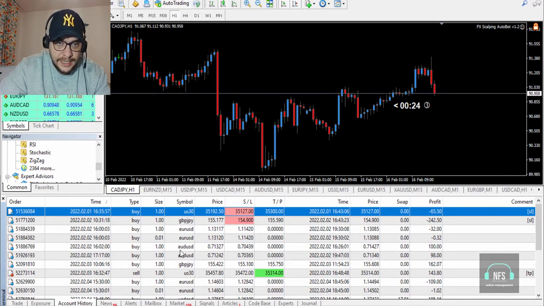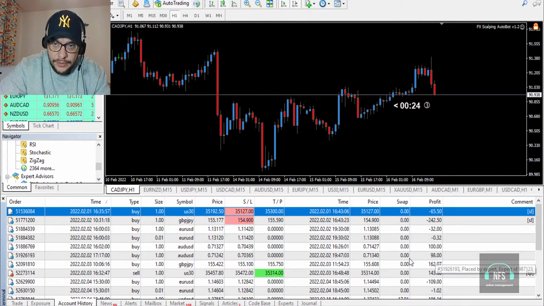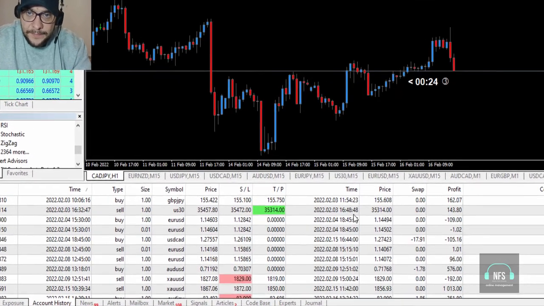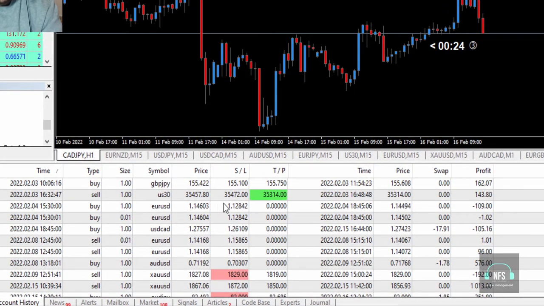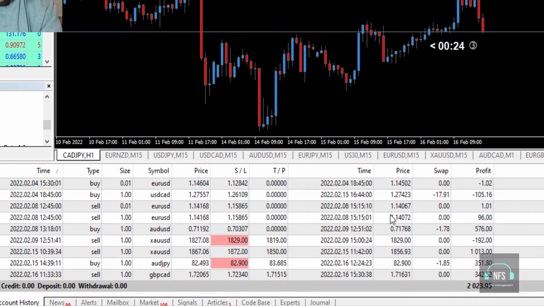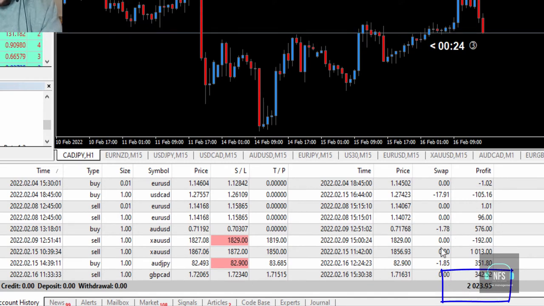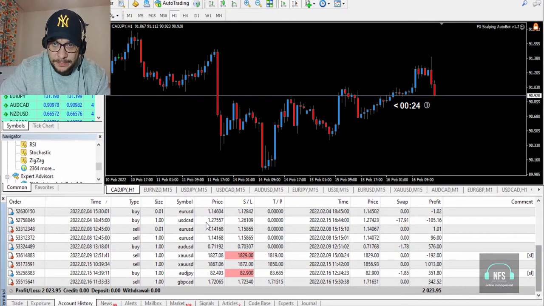But almost all of these trades, Australian dollar US dollar, $100 winning trade. Again, AUD USD, $98, $142, $43, and so on. $133 US 30 again, $143 Euro USD, minus $109 on Euro USD again here. And as you can see, in 1 month we have a profit of $2,023, which is a good profit in my opinion for an expert advisor.